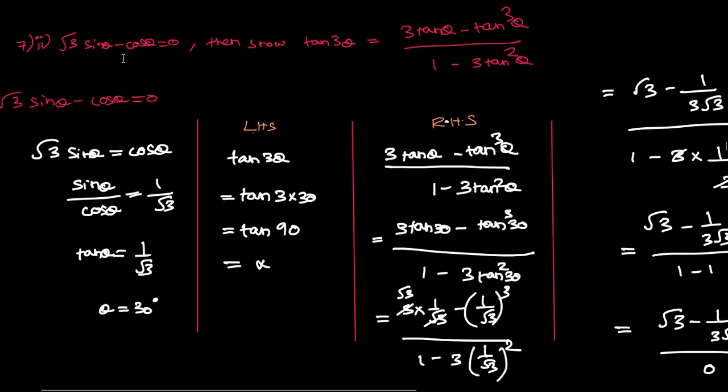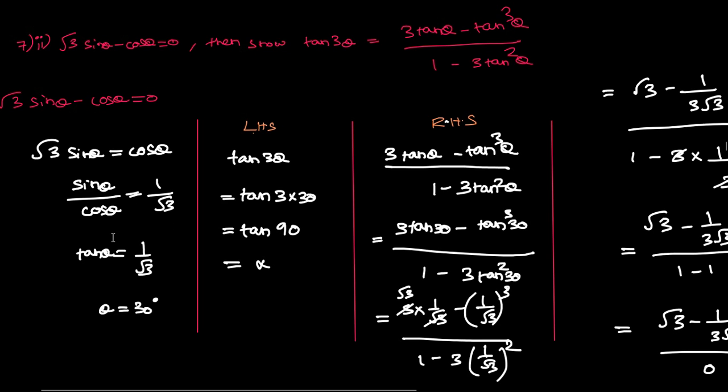So root 3 sin theta minus cos theta equals 0. If you take the minus cos theta to the plus side, root 3 sin theta equals cos theta. If we take cos theta to the left side, sin theta by cos theta, and the root 3 goes below, so it becomes 1 by root 3, okay?